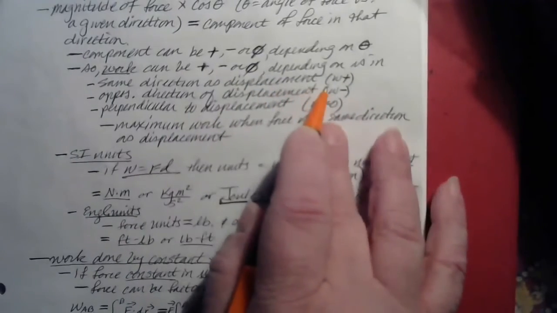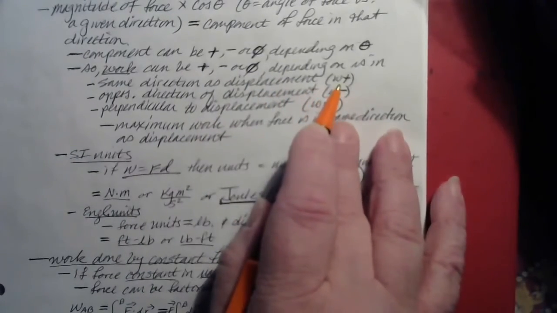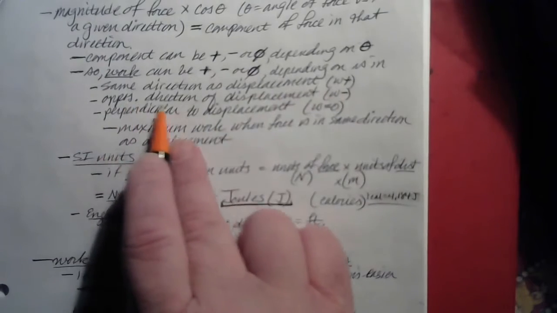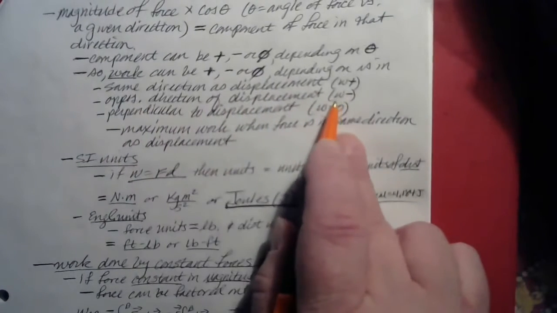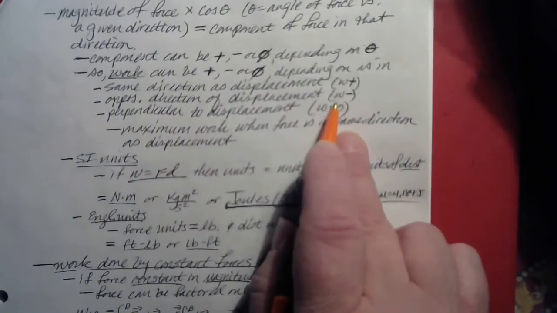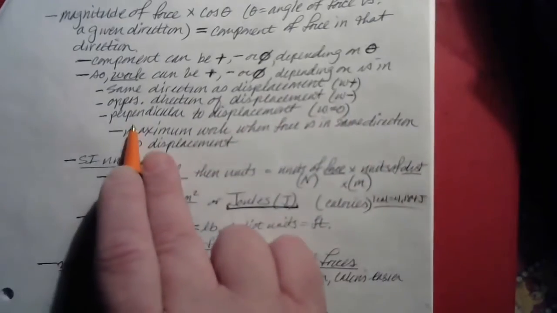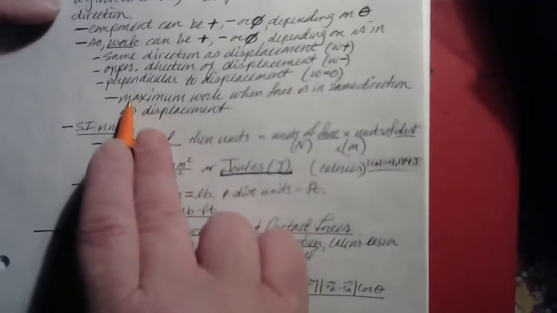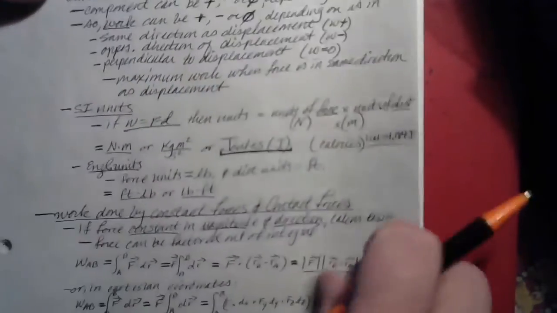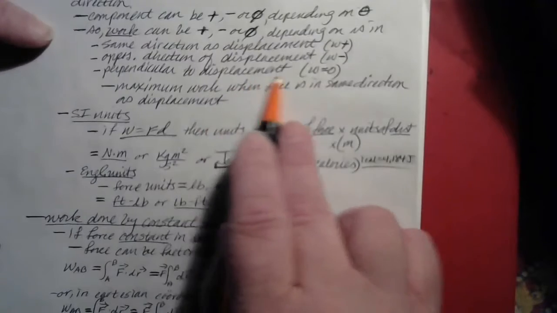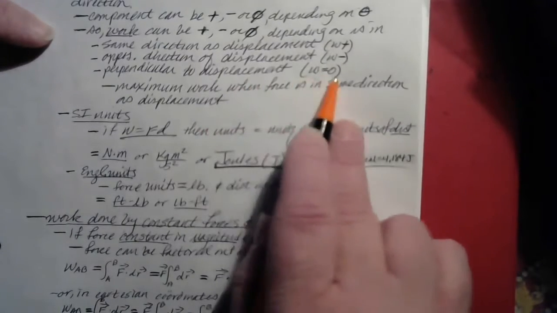If the work is done in the same direction as displacement, then work is positive. If the work is done in the opposite direction compared to displacement, then the work is negative. And if the work is done perpendicular to the direction of displacement, then the work is 0.